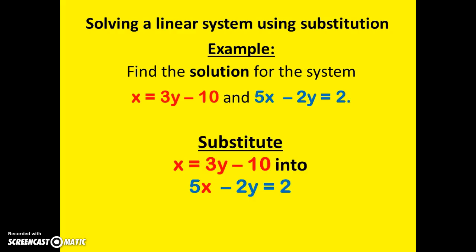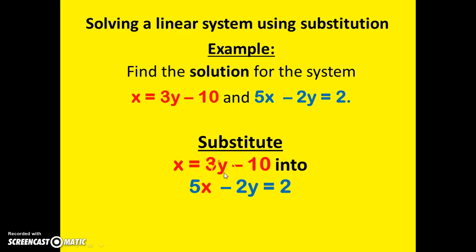So let's get started. Okay, so the first thing we're told to do is to substitute. Now remember, substitute means that since we have x equal to this, that means that x and 3y minus 10 are the same things. So we can replace or substitute in 3y minus 10 wherever there's an x. Now you can see there's an x next to the 5. Remember that 5 is the coefficient of x. And what does 5 or a coefficient always do? It always multiplies the variable it's next to.